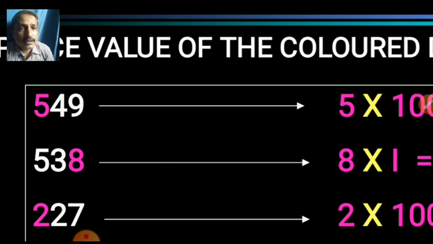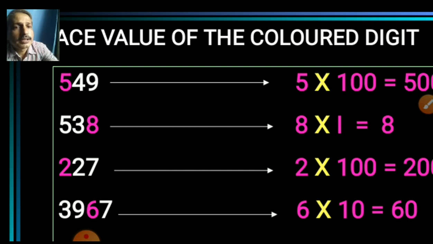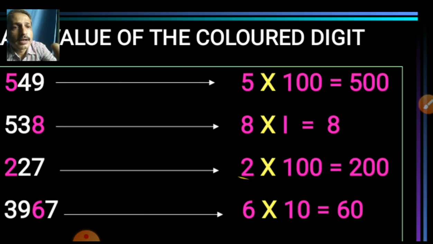549. 5 is the colored one. So 5 place is 100. So 5 into 100. Second, 538. 8 is the colored one. So 8 into 1, 8. 2 into 100, 200. Correct? See, I will show you clearly. 3967. 6 into 10, 60.